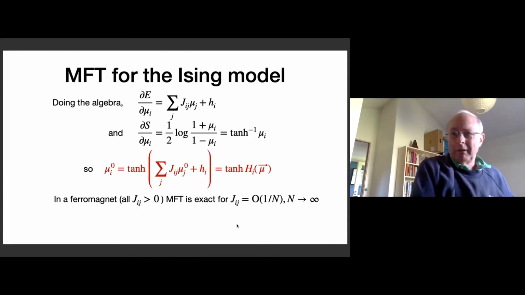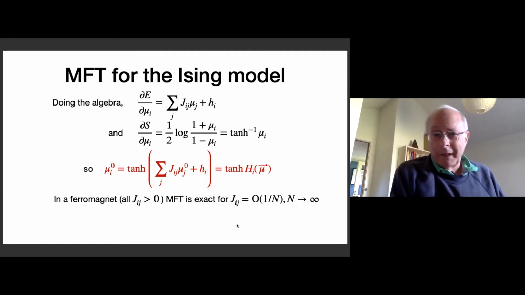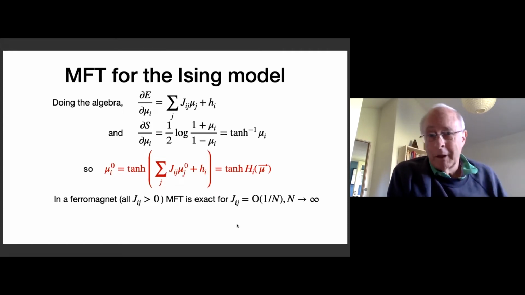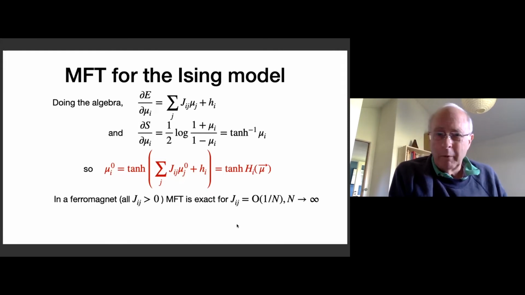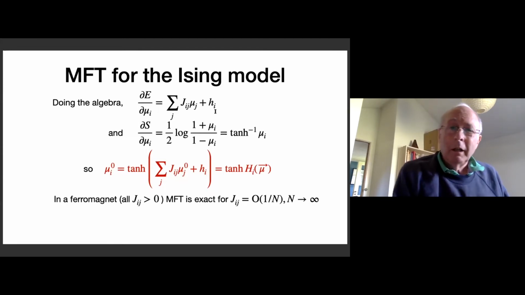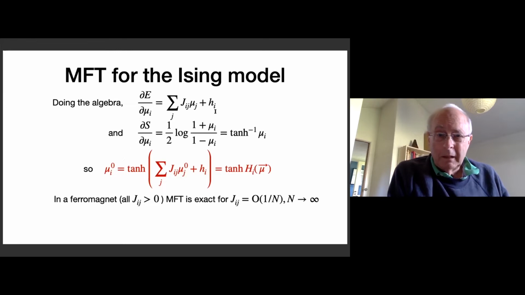Okay, so how do we do mean field theory for that Ising model? Well, we need to take those derivatives. So the derivative with respect to mu sub i is just this field, the sum of J_ij mu_j plus an external field if you have one. And in an exercise of high school algebra, the derivative with respect to mu of the entropy turns out to be 1/2 the log of 1 plus mu over 1 minus mu.